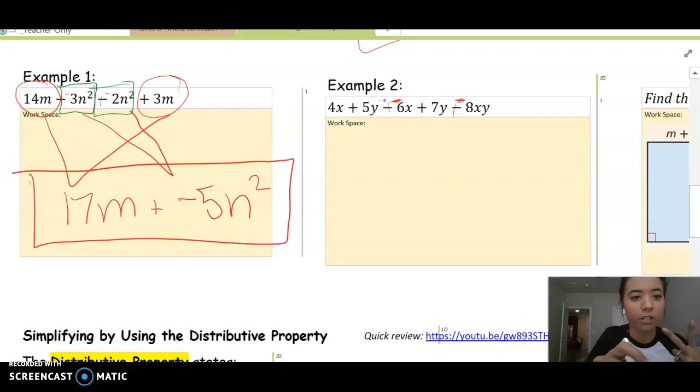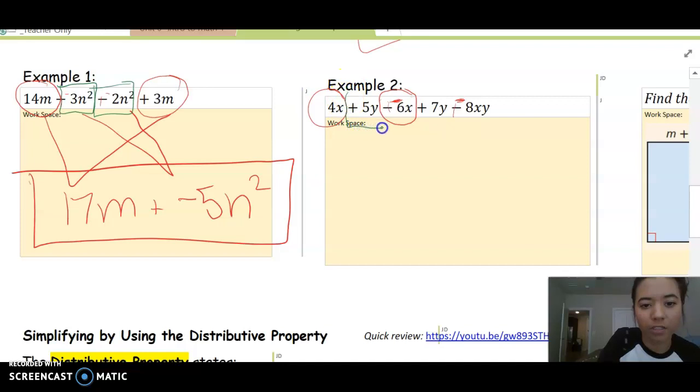Now we're going to draw shapes around my like terms. I'm going to start with this one. I have a 4x. So I'm looking for other ones that have just an x with no exponent. That's a y. There's an x. Again, notice how I'm making sure I have the signs with it. And that's a y. That one's an x, but it also has a y. So that's not good.